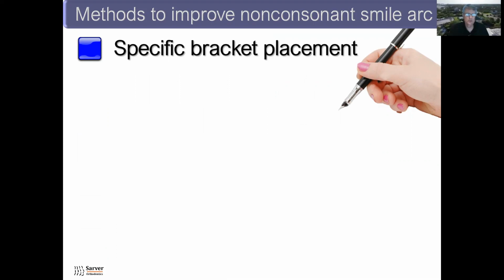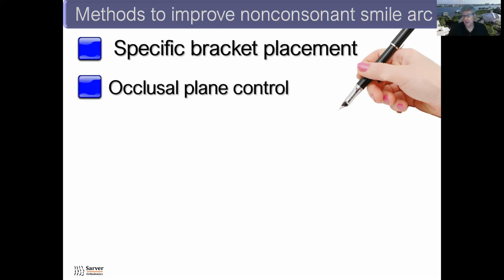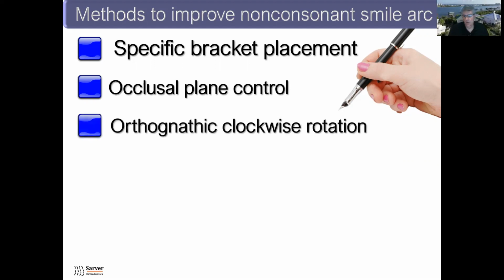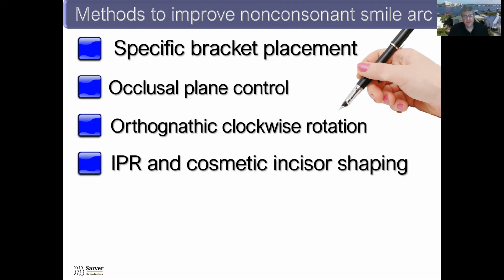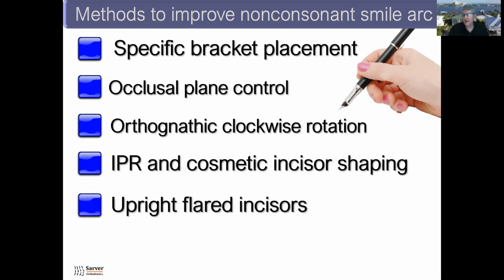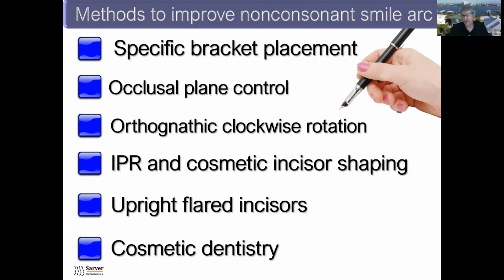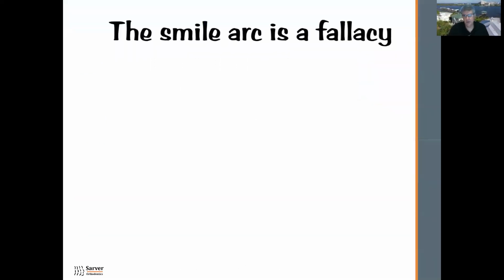Number one on the list to me is specific bracket placement. I think one third of our orthodontic cases get flattened because we put brackets on the same time, the same way, on every patient, each time. It's not individualized to that patient's smile. Clearly, to me, that is the number one cause. Others are occlusal plane control, orthognathic clockwise rotation, IPR and cosmetic incisor shaping, uprighting of flared incisors, and obviously cosmetic dentistry. All those are methods which can improve a flat smile arc.